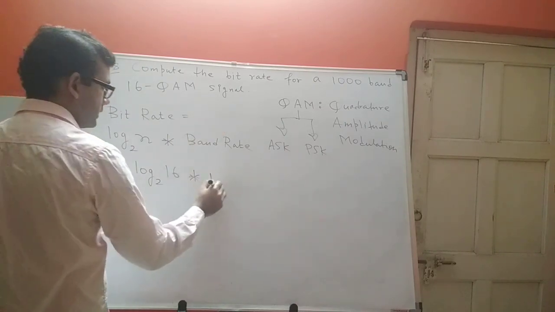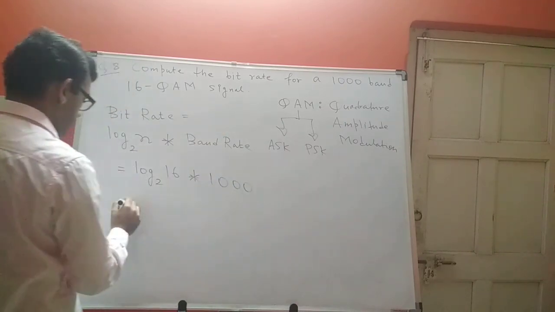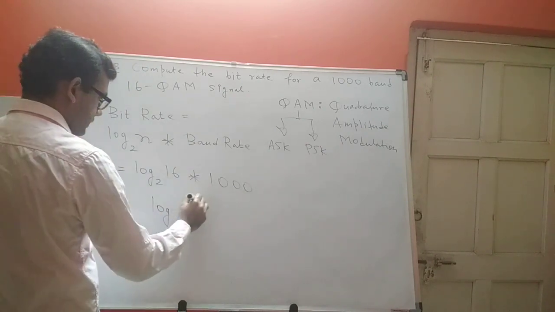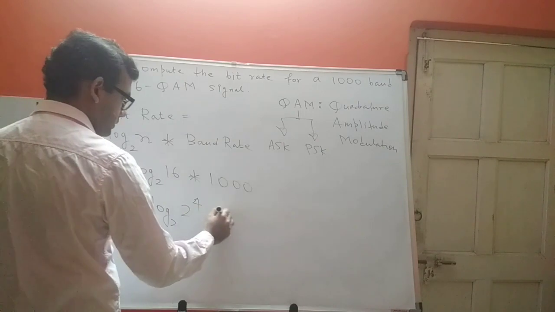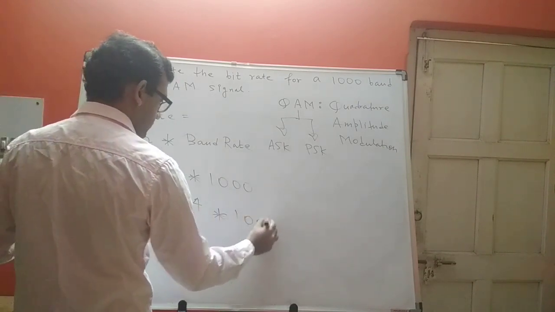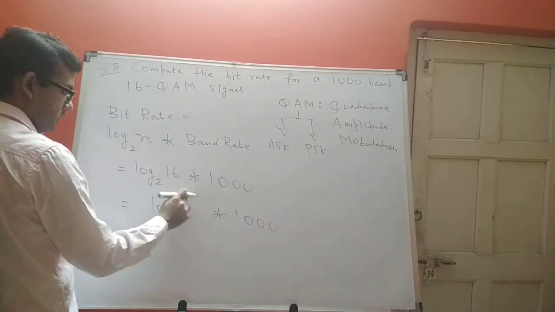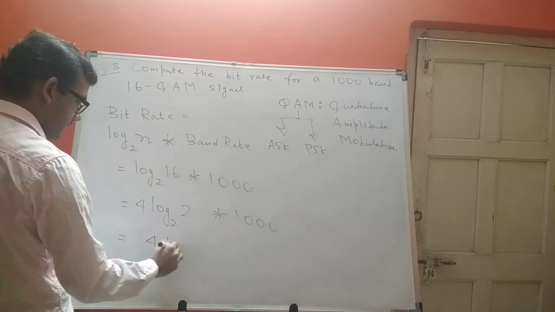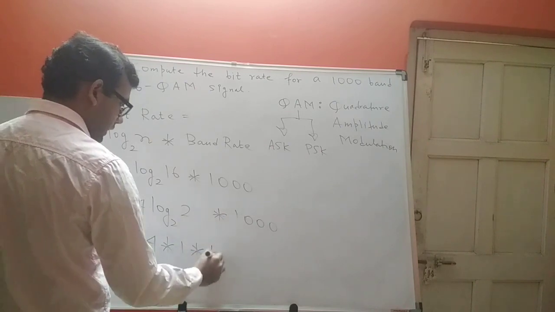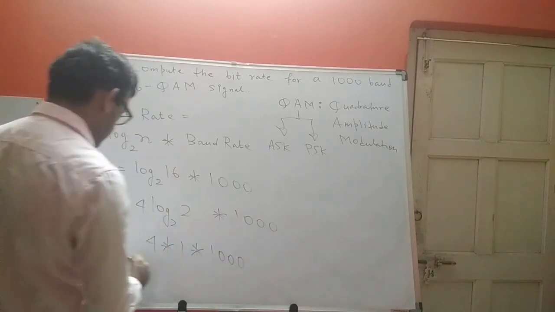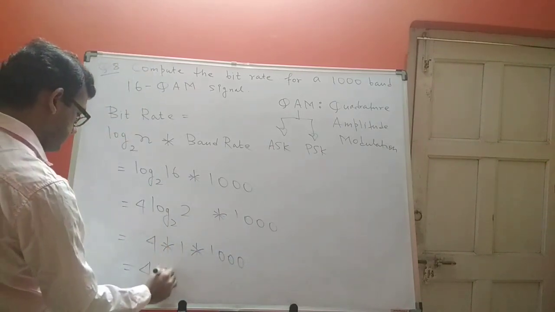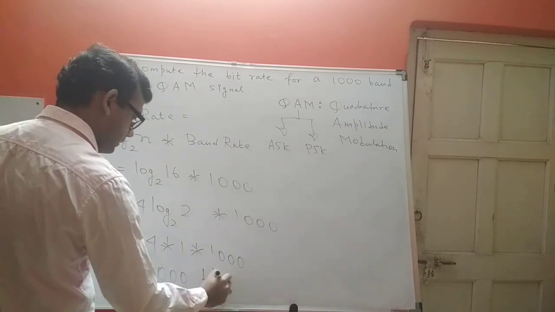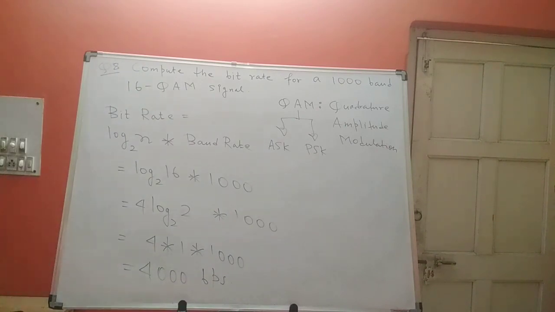The baud rate is 1000. So now, again, log 16 base 2 can be evaluated as log 2 to the power of 4 base 2, into 1000. Now this 4 can be brought here. So log 2 base 2 is 1. So that's 4 into 1 into 1000, which comes out to be 4000 bits per second.